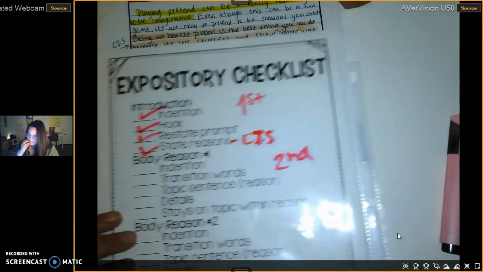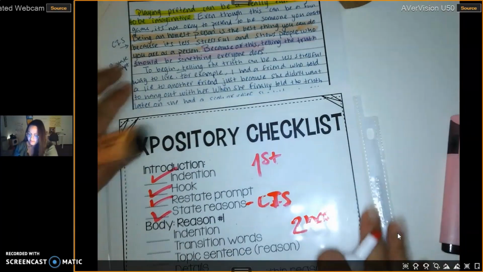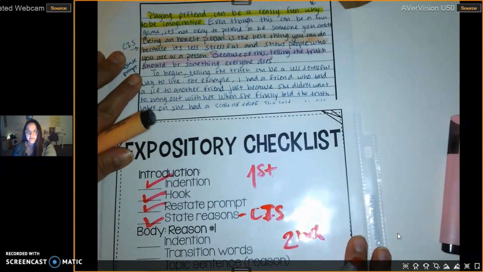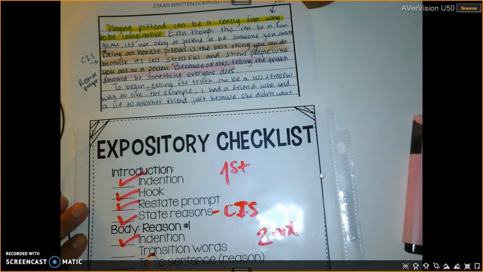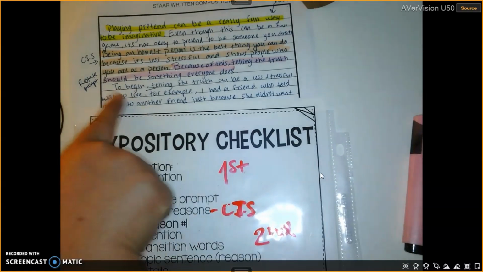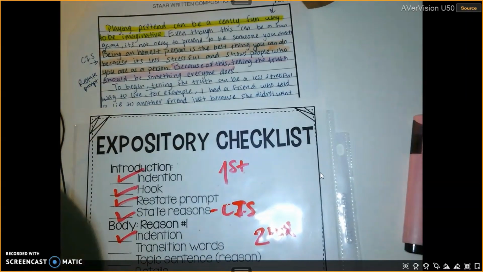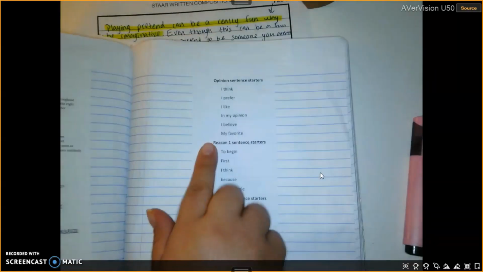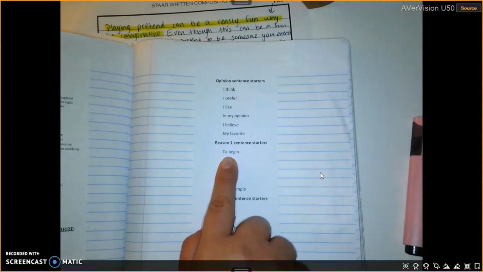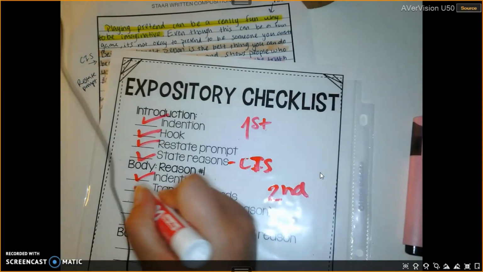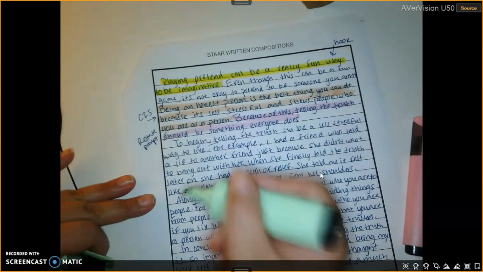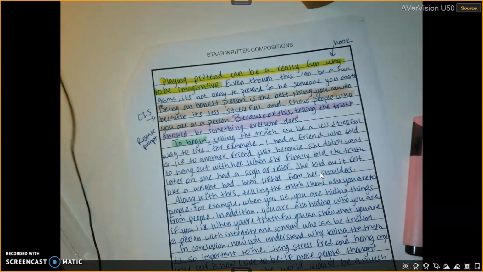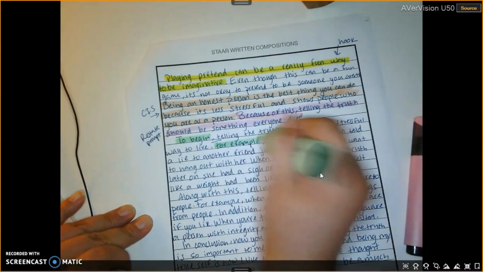So let's see. Did I indent? Did I indent? Yes. Did I use a transition word? Let's see. To begin. Is that a transition word? To begin. Yeah. Why, yes. Yes, I did. So let me go ahead and highlight it. To begin. Oop, I see another transitional phrase. For example.